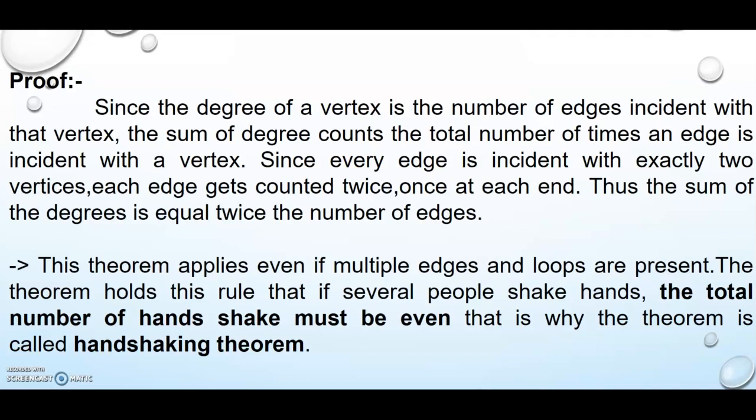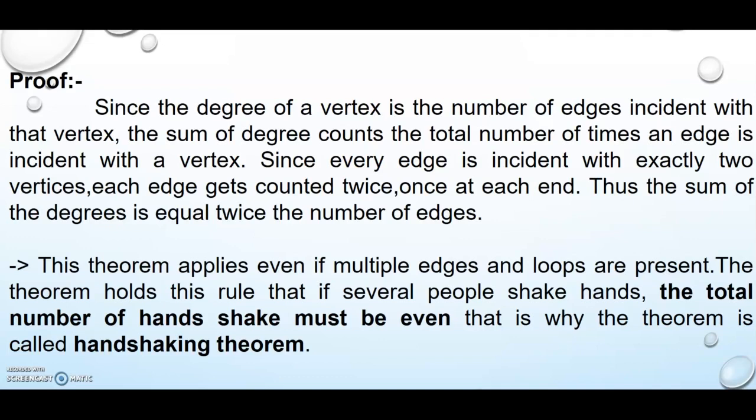Always, so if 4 people are there, and the 4 people are shaking their hands, what will be the result of these 4 people shaking hands with each other? Then it will be twice of that. It will be 8 times. That is what this means as the handshaking theorem. The total number of handshakes must be even. That is why the theorem is called the handshaking theorem.